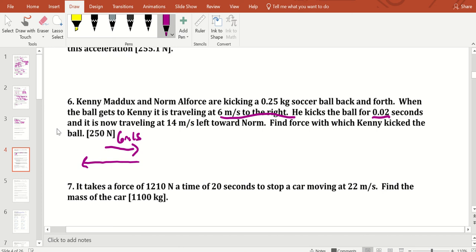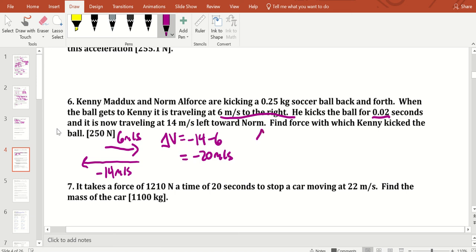So a common mistake would be to think that the change in velocity, delta v, is 8 meters per second. It's not, because when it's going left, the velocity, if we express it using signs, would be negative 14 meters per second. And so the delta v, the change in velocity, would be negative 14 minus 6, or a change of negative 20 meters per second.